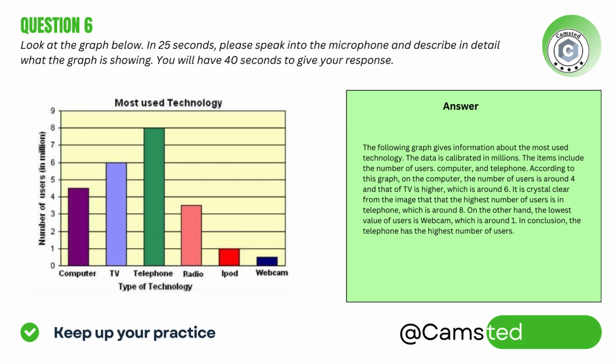According to this graph, on the computer, the number of users is around 4 and that of TV is higher, which is around 6. It is crystal clear from the image that the highest number of users is in telephone, which is around 8. On the other hand, the lowest value of users is webcam, which is around 1. In conclusion, the telephone has the highest number of users.